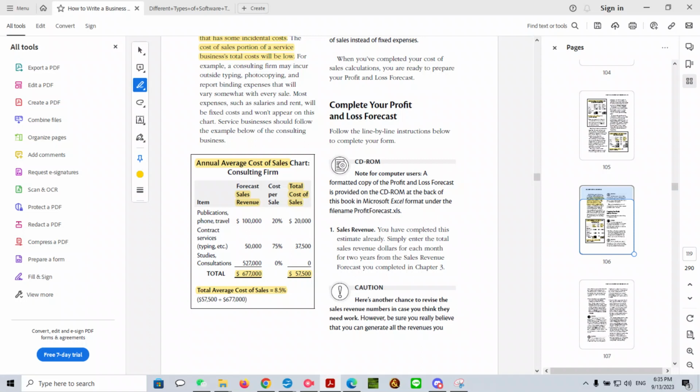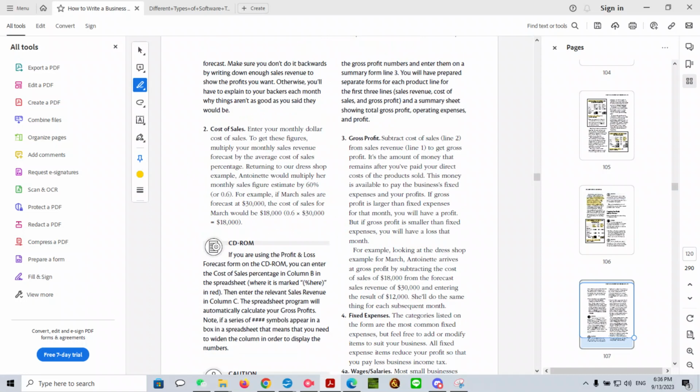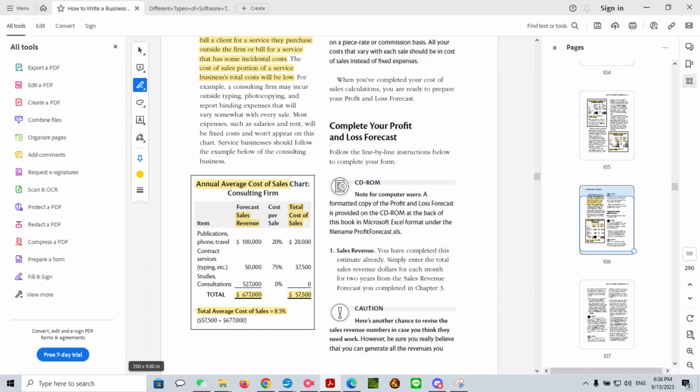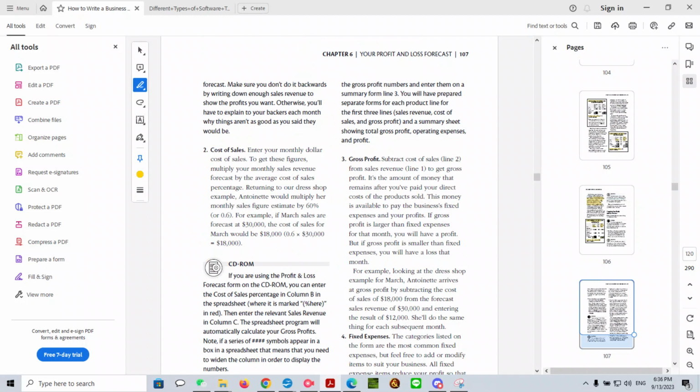Now here I would recommend, as some homework, that you complete your profit and loss forecast. As a cautionary note, there's a chance to revise the sales revenue numbers in case you think they need work. However, be sure you believe that will generate all the revenues you forecast. Make sure you don't do it backwards by writing down enough sales revenue to show the profits you want. Otherwise, you'll need to explain each month why things are as good as you said they would be. Remember, we need to do it in a certain order. Logically, we do the forecast for the sales revenue for all items, and the cost for each sale, because the cost is based upon the sale. Then we come up with the total cost of sales. We cannot know the total cost of sales if we don't have the cost per sale times the sales revenue. We need to do things in order so it's logical.